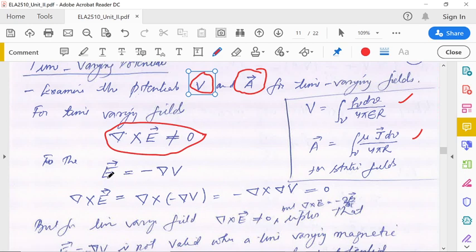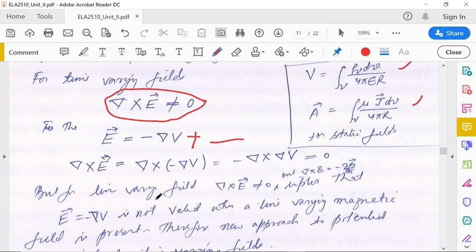Therefore, E will not only be equal to minus gradient of V, but rather some more expression will be there. Some additional term should come, so that here it should not become 0. So this is a basic formulation for the time varying field. We have to add something here. Some more terms will come here for the electric field.